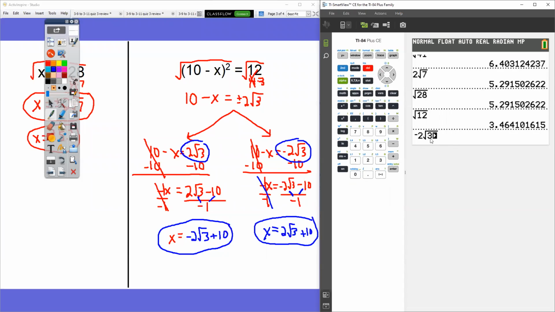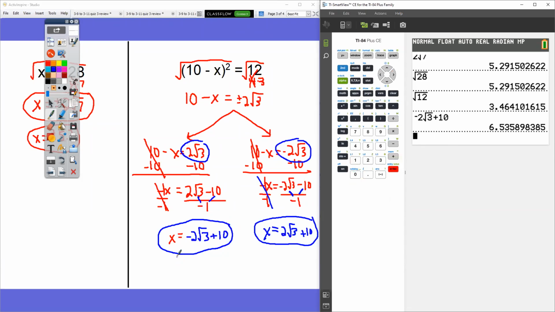So we have negative 2 radical 3. Notice how it has this little arrow pointing over to the right. You need to use the arrow pad to get out of the radical. All right. You need to use the right arrow pad to get out of the radical there and then do plus 10. Notice how now my plus 10 is outside of the radical, just like I had it before. So now our answer is x equals 6.5 if we round it to the nearest 10th.